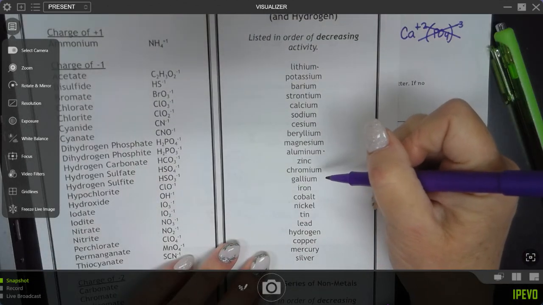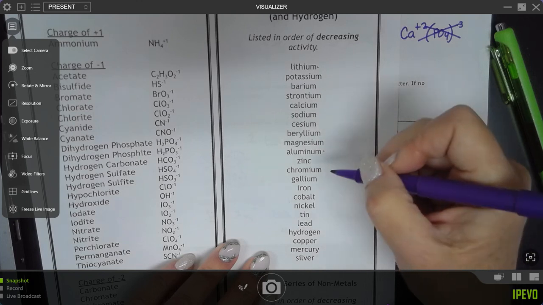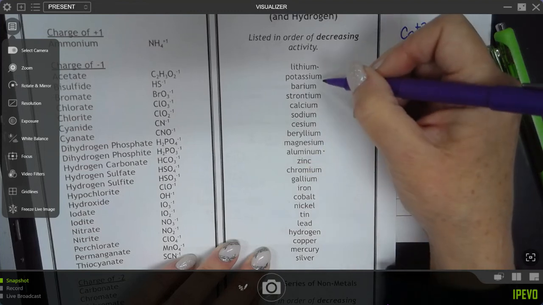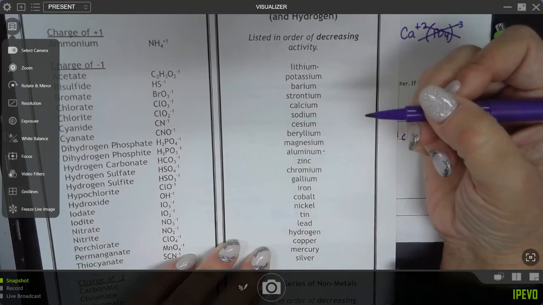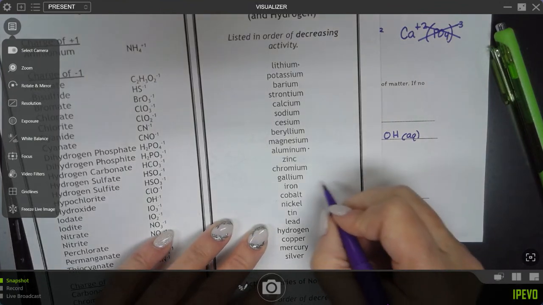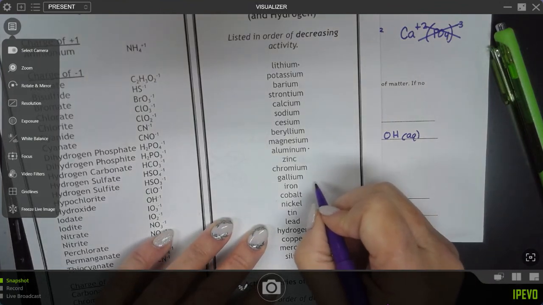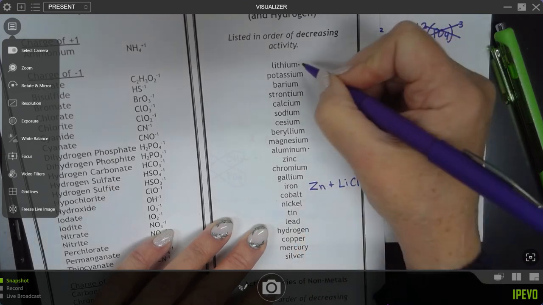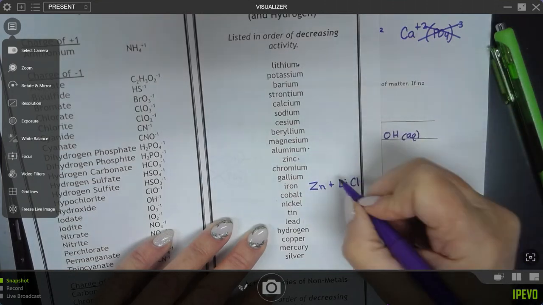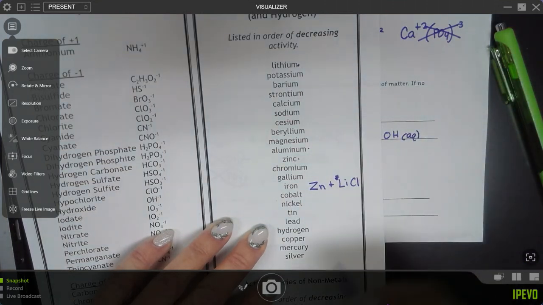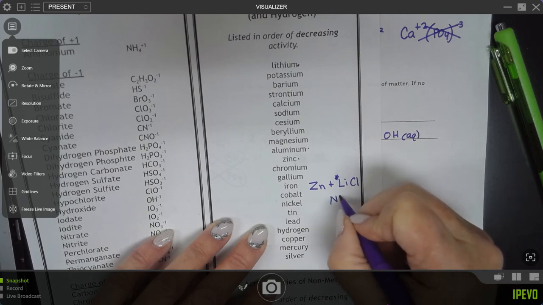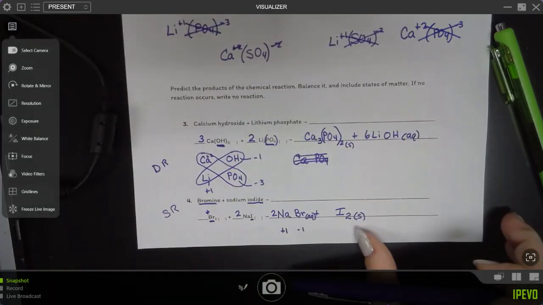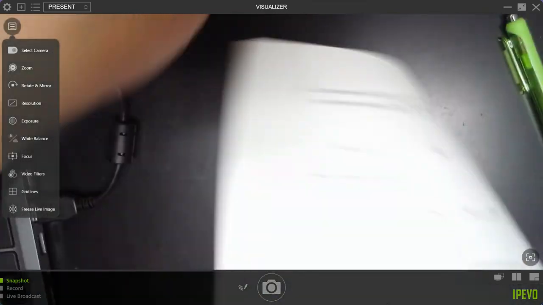Now, here's something to remember. When you're looking at the activity series, okay, if the element by itself is not higher up on this list, the reaction won't work. So for example, let's just say we had a reaction of zinc plus lithium chloride. Okay, lithium is here, zinc is here. So lithium is higher up. Lithium needs to be in the compound. Lithium is in the compound, so I'm going to write NR, no reaction. Okay, so we didn't see one of these on this practice test, but I think you will on the test. So just be aware of that.